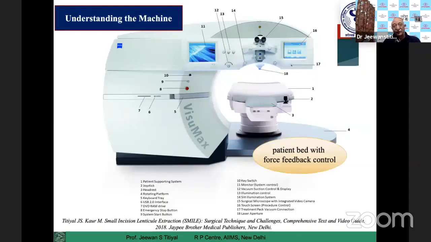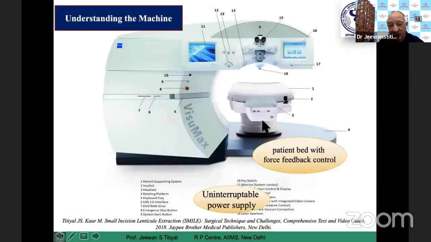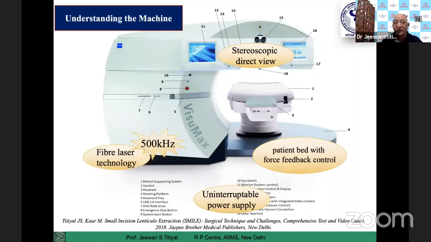This is a SMILE machine by Zeiss. You can see the patient bed, very comfortable here. Then you have an uninterrupted power supply available for these patients. Very nice microscope to give you a stereoscopic view for your patients.